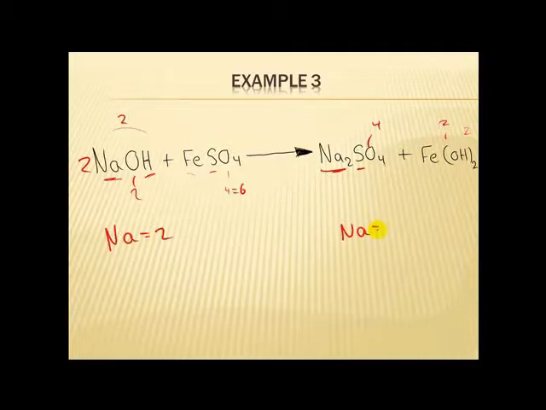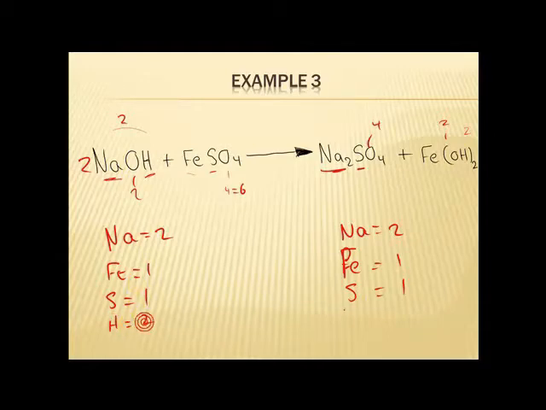So 2 sodium, 1 Fe, on each side we have S equals 1, S equals 1, 2 hydrogen on each side, and finally oxygen. We have 6 on this side and 6 on the other side.